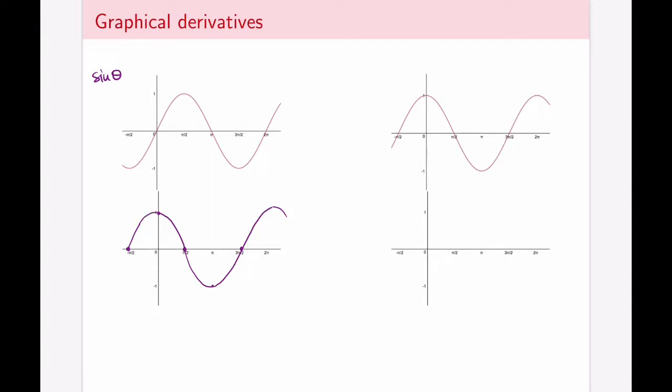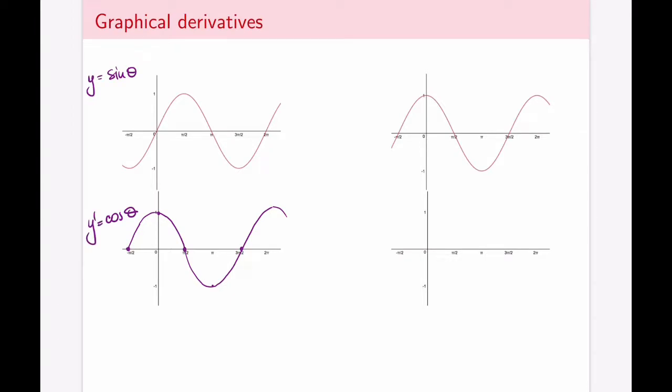I also, even though it's a pretty rough sketch, immediately recognize this graph as actually the graph of cosine, which gives me some idea of the fact that the derivative of the sine function is actually a cosine function. So if I label this y, then this is going to be y prime.